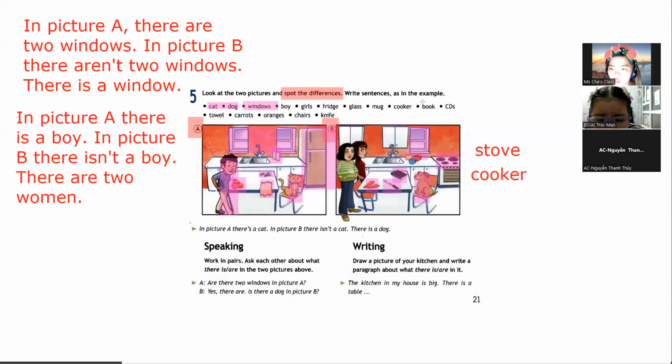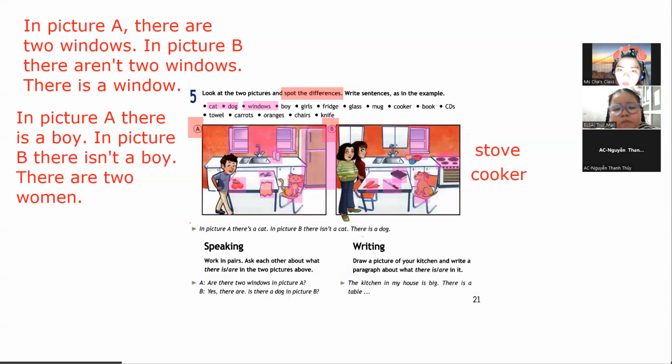So we were able to compare and contrast the following. Do you want to add more? In picture A, there is a chair. In picture B, there isn't a chair. There are two chairs. All right. Oh, the number of chairs. Very good. In picture A, I didn't notice that. In picture A, we only got one chair. In picture B, we got two.